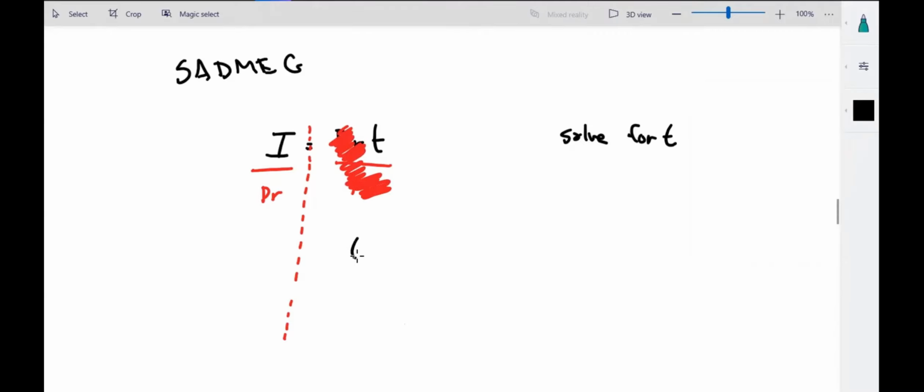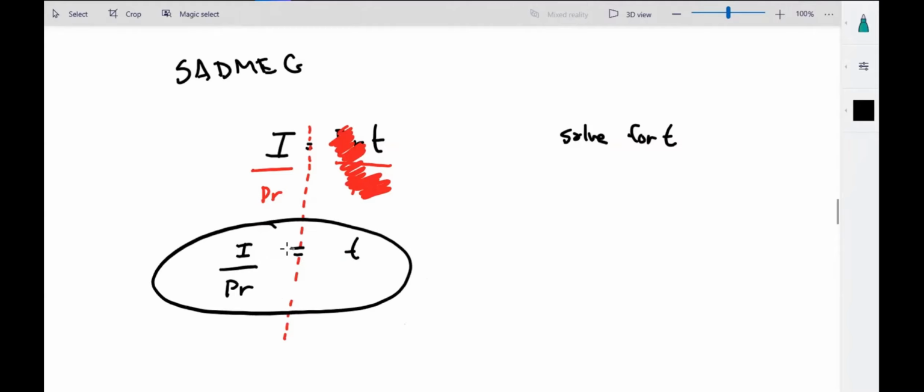And this is a pretty good one. I got T by itself already. And on the other side, I divide by PR. So if you're given an equation, I equals PRT, and you've got to solve for T, we end up with this. T is equal to I divided by PR.